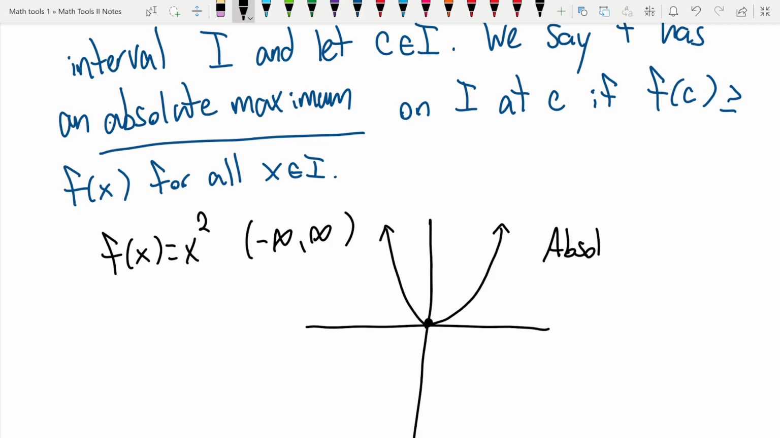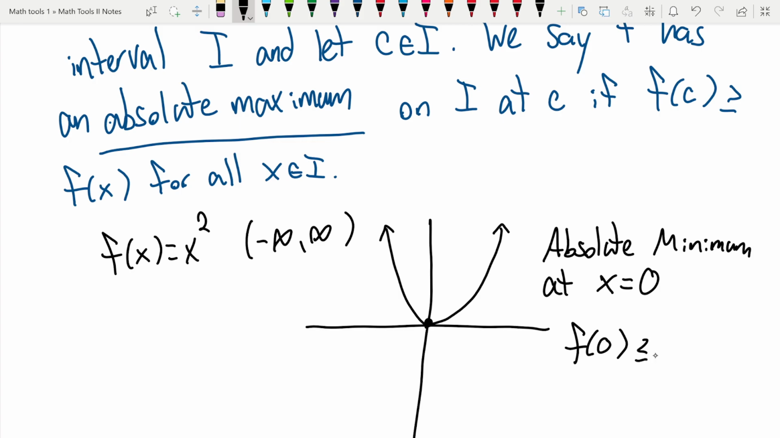So there's an absolute minimum at x equals c, which in this case would be 0. This is because f of 0 is less than or equal to f of x for all x in -infinity to infinity. And this is really just about knowing the range of x squared. The range of x squared goes from 0 included to infinity, so 0 is the lowest point in this case.